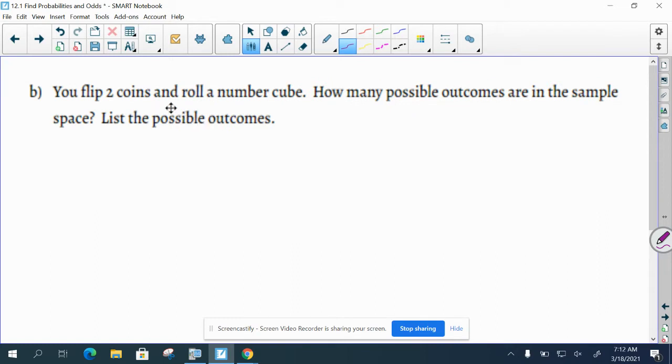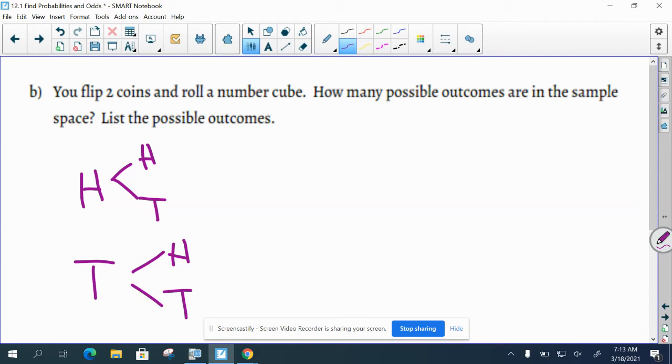Part B says you flip 2 coins and roll a number cube. How many possible outcomes are in the sample space? Here we flip 2 coins, so the first would be heads or tails. Then if I do heads, I can flip the second one as heads or tails. And if I choose tails, I can also do the second one as heads or tails. If I choose heads, I can get 1 through 6 on the number cube: 1, 2, 3, 4, 5, 6. If I choose heads and tails, I could have 1, 2, 3, 4, 5, 6 on the number cube.